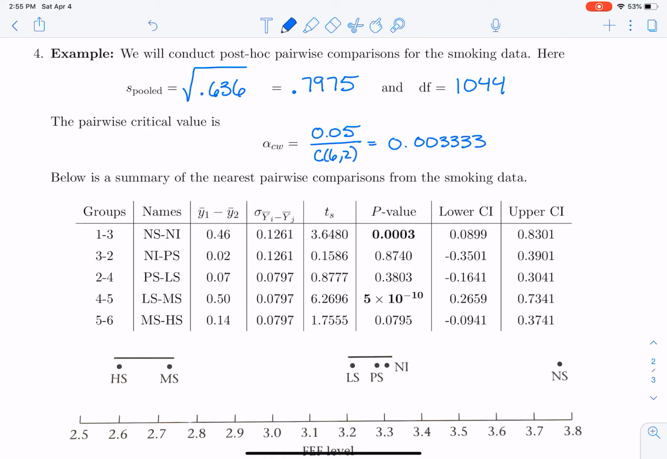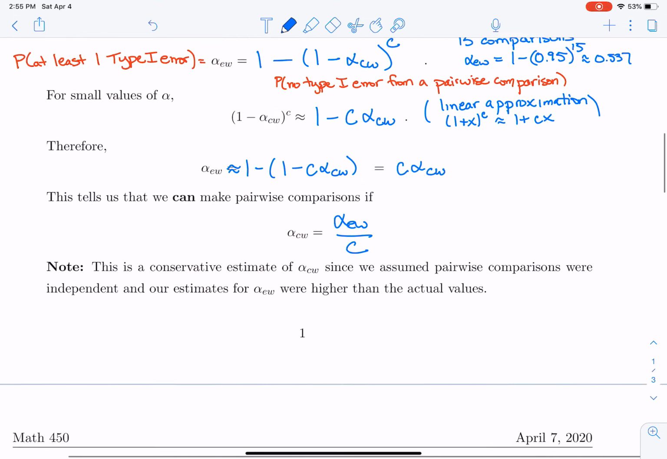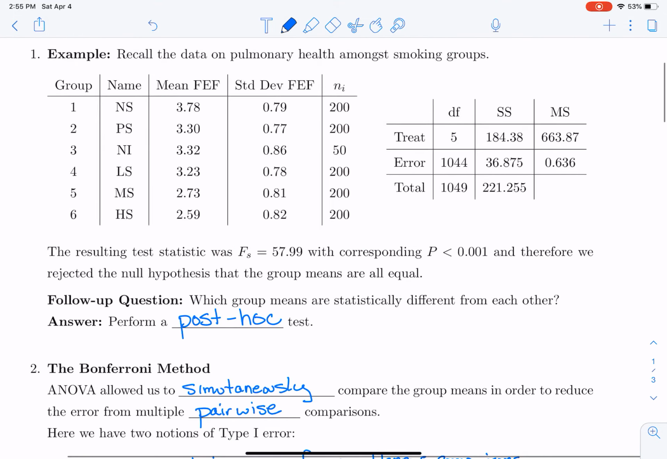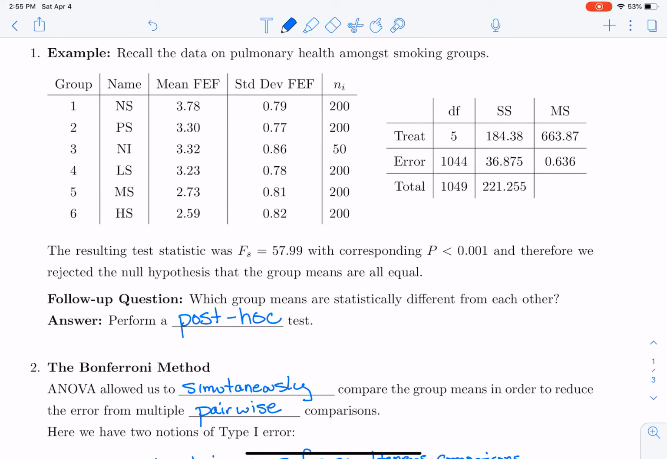Now what I've done is I've decided to do some pairwise comparisons, but instead of doing all 15, I decided to do just the nearest neighbor pairwise comparisons. So I'll go back and show you the data real quick. And for the data, you'll notice that 3.78, the non-smoking group, actually was closest to group 3, the non-inhaling group.